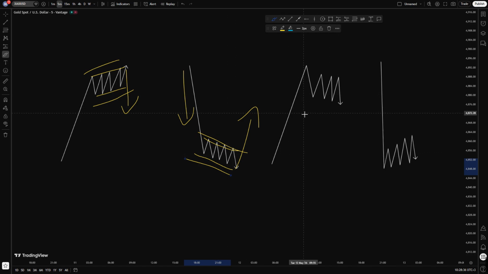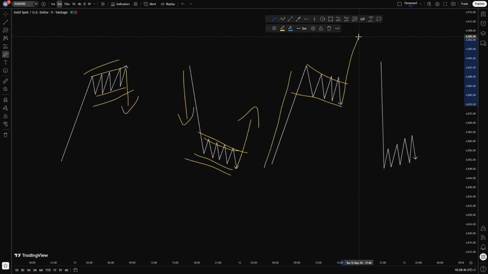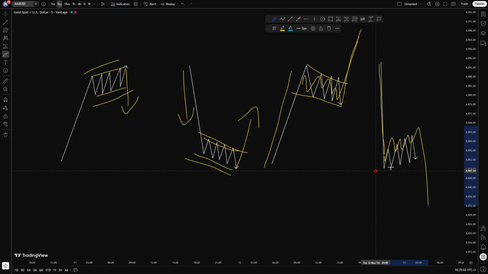Now the third one here, this is known as a continuation pattern. We see that price is pushing up and we see a pattern like this facing to the downside, and price is likely to push to the upside. This is an impulse, a correction, another impulse. The last one here is in a downtrend where price is pushing down, impulse, correction, and we anticipate another impulse to the downside. Impulse, correction, impulse. These are simple patterns that you need to pay attention to.